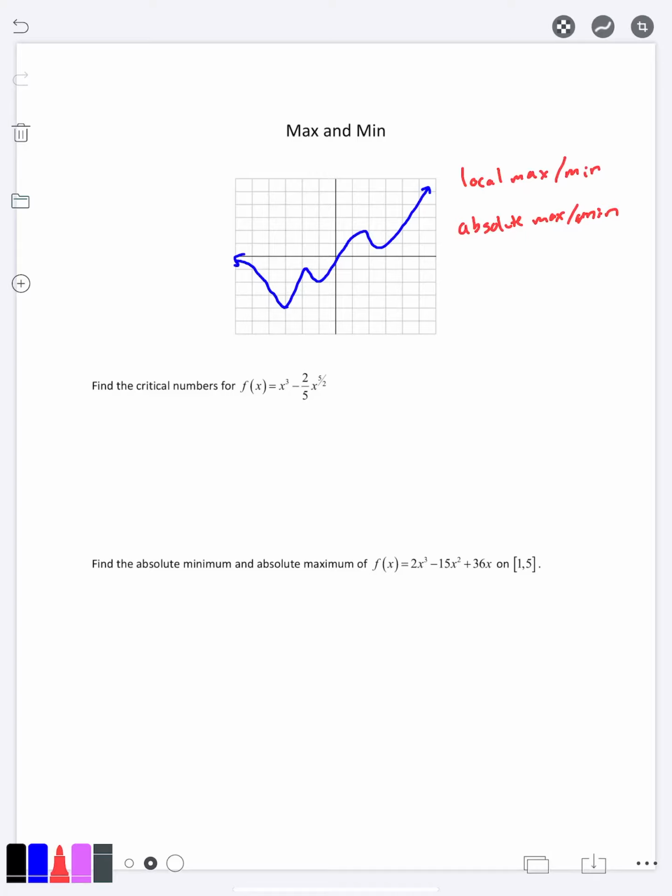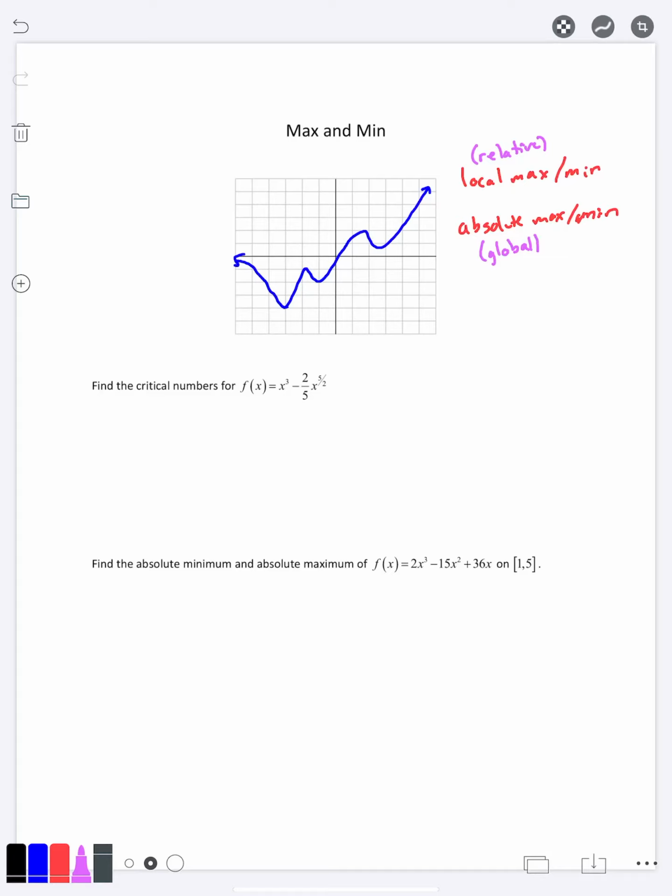Just in case you ever run across these terms, because they are definitely common out there, local is the same as relative, and absolute is the same as global. So depending on the words you may see out there, this is what we have.